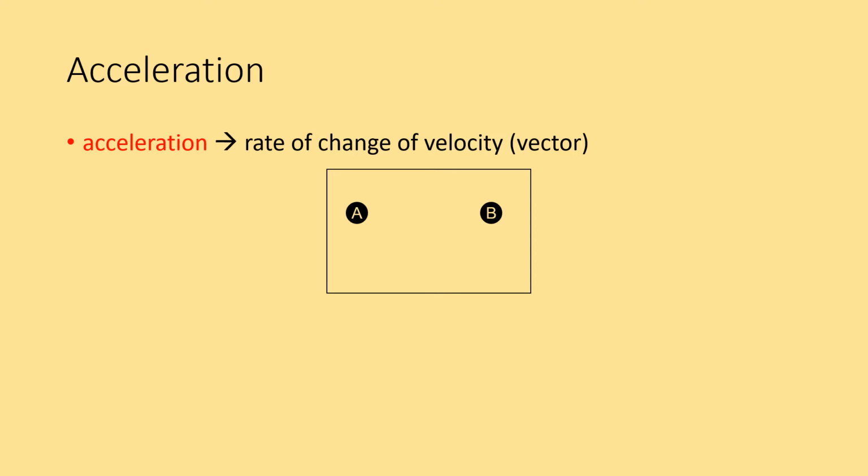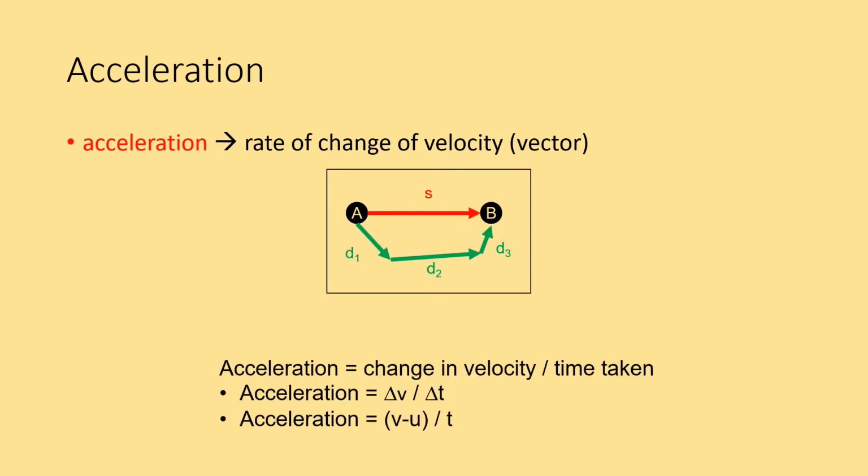Again, let's have a look at this as I travel around the room. The acceleration is the change in velocity divided by the time taken. So as I've gone from d1, then through d2, then through d3, if I've changed velocity at any of that point, divide that by the time it took to change the velocity, I end up with my acceleration. So acceleration is the change in velocity divided by the change in time, delta v over delta t.